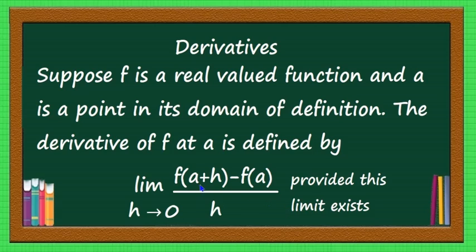Just note here f of a plus h minus f of a is constant. Here variable is h and h tends to 0. That means instead of x tends to 0, here h tends to 0. H tends to 0 from the positive side as well as negative side of 0, that is 0 plus and 0 minus. Both of them should be equal.